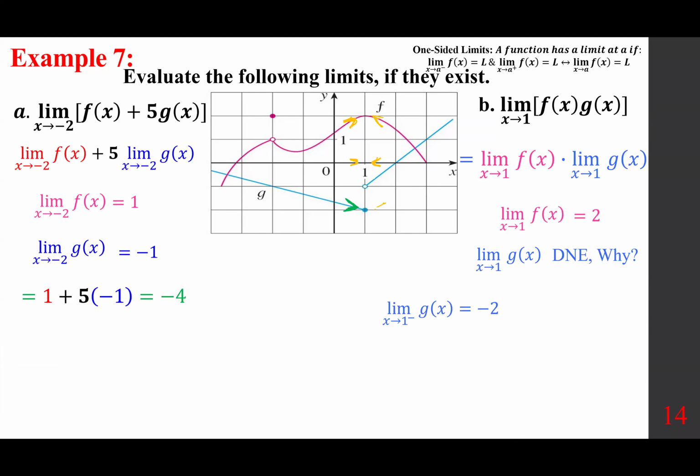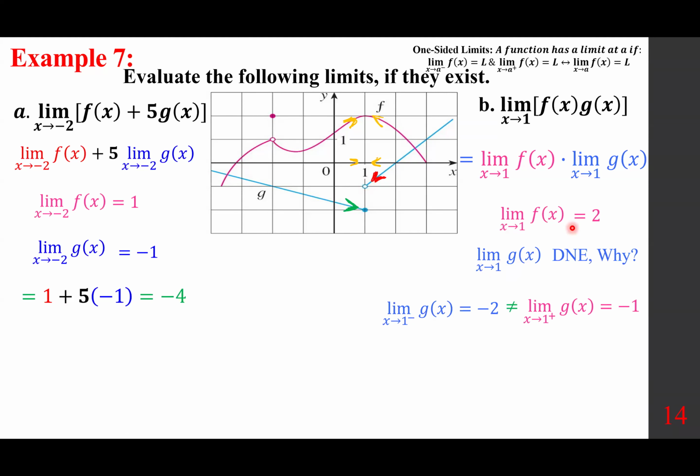If we are coming from the right side of 1, we are moving this way. And now this hole has a y coordinate of -1. Since they are not equal, g of x doesn't have any limit. So the limit of g of x as x approaches 1 does not exist.